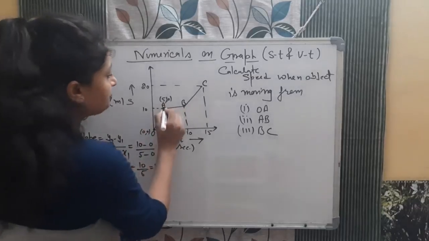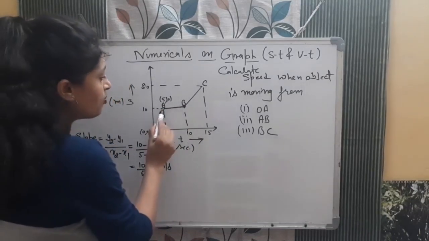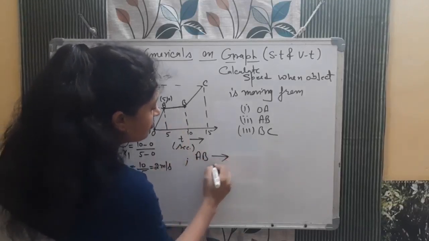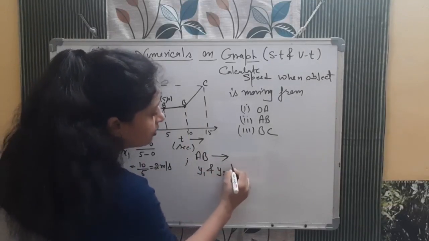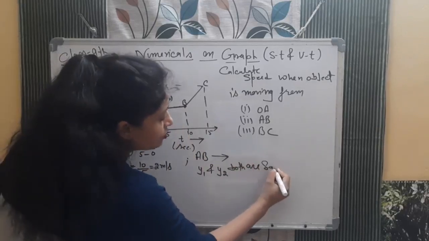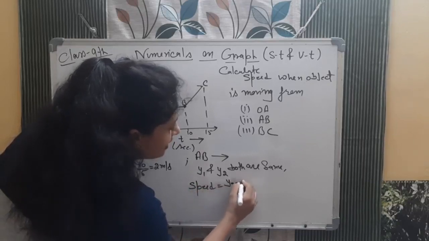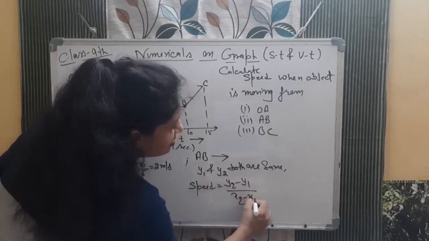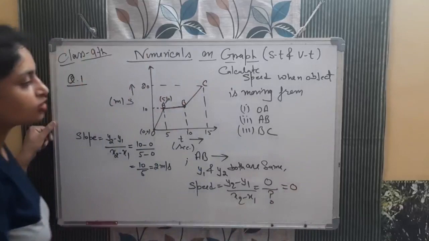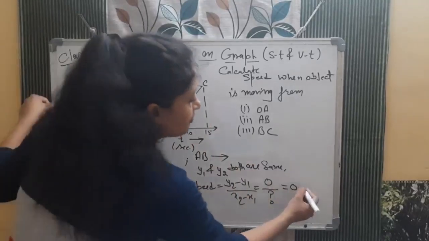A to B. Now see, if this is the graph A to B, so 1 point is A, 1 point is B. For both the points A and B, y1 and y2 are the same, right? So this is 10, both are same. So slope, speed we can say, or slope we can say, it will be y2 minus y1 divided by x2 minus x1. Now see, y2 minus y1 will be 0. 0 divided by anything is what? 0. So speed of the object during A to B will be 0 meter per second.